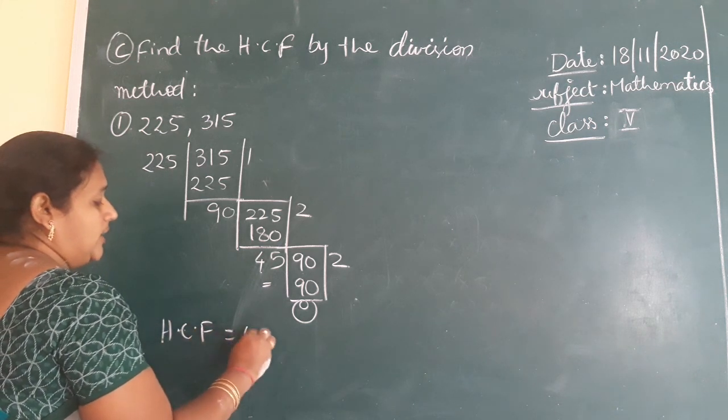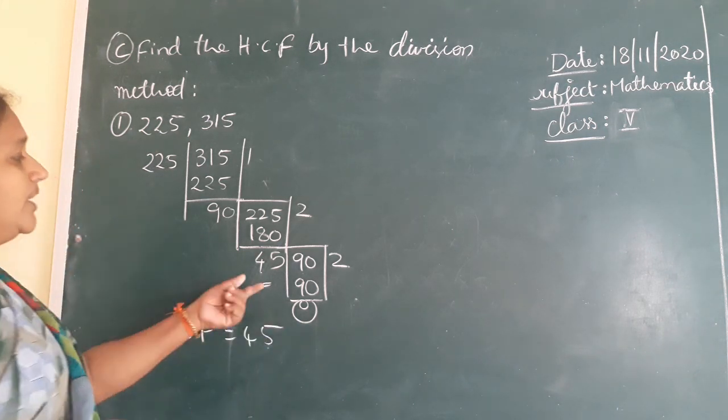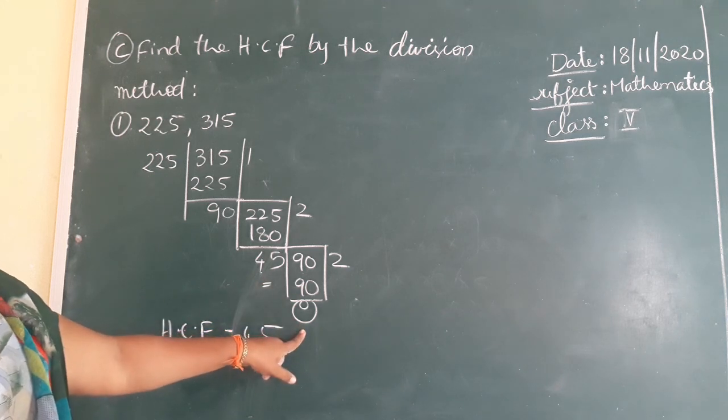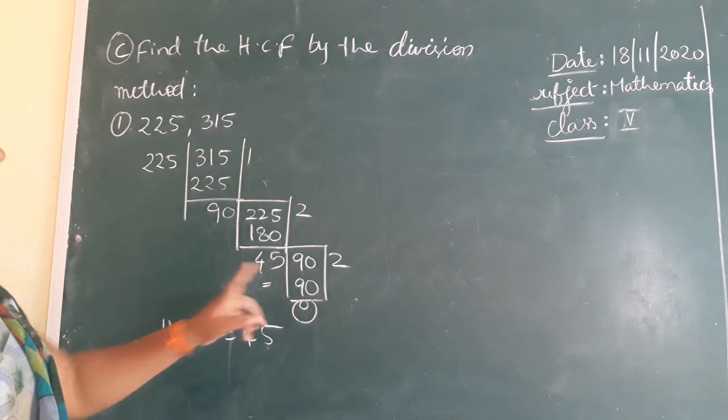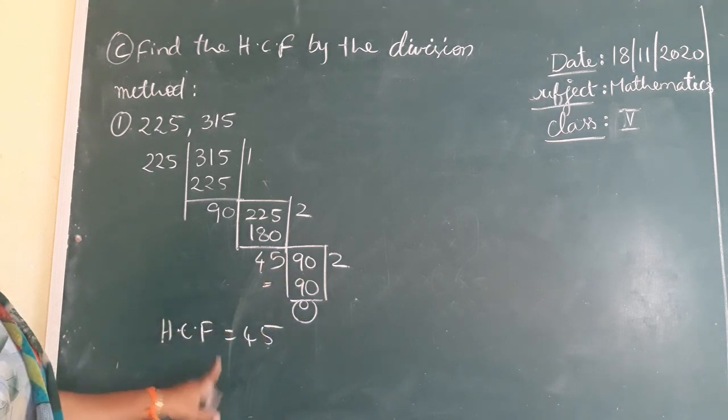Why are we writing 45? Because this 45 divides the number without leaving a remainder. So that type of number is the HCF, not the quotient number. Only that number is the HCF.